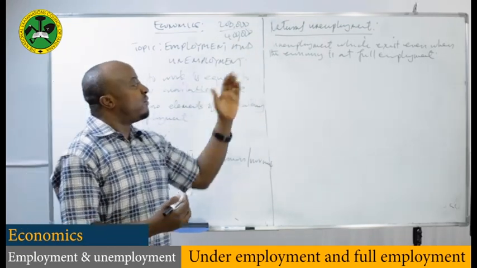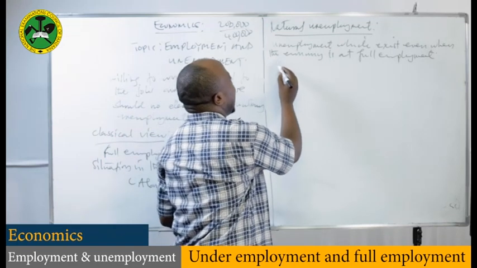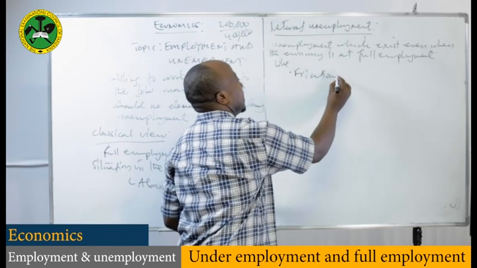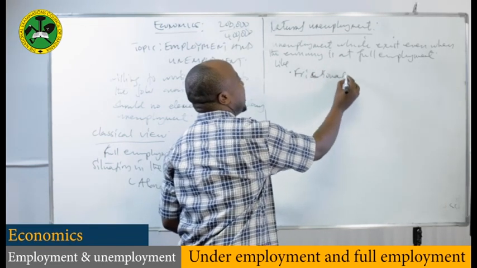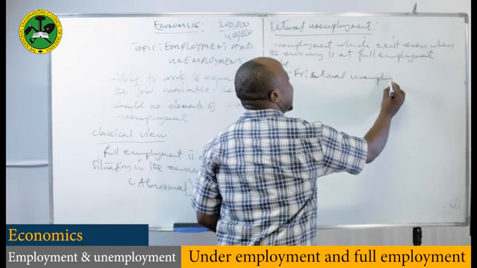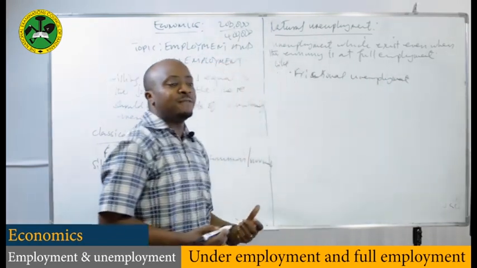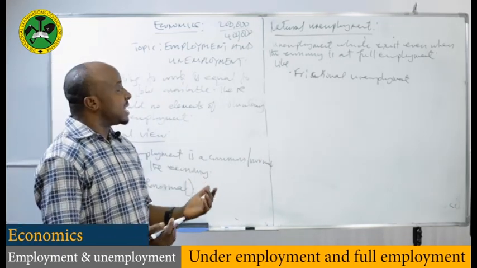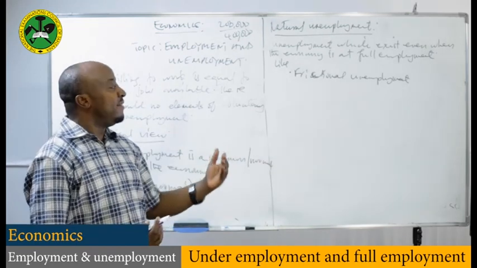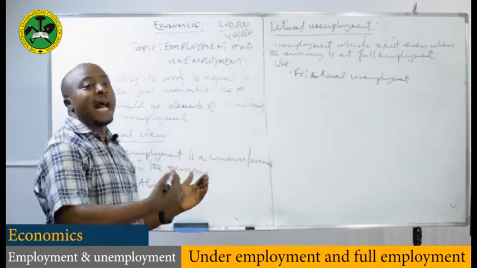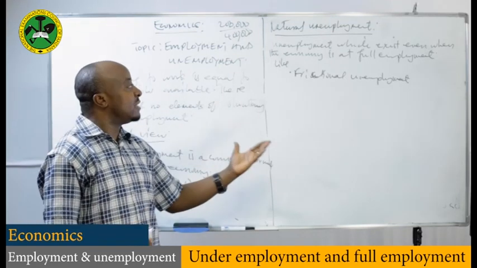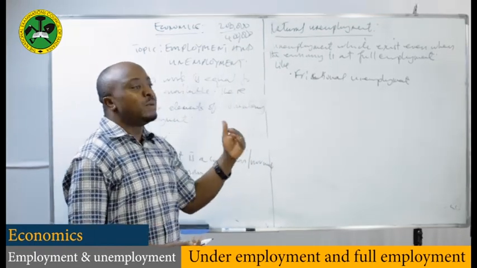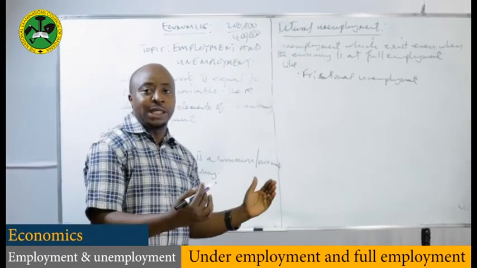For example, during full employment, it is very easy to find unemployment like, number one, frictional unemployment. Remember, frictional unemployment is unemployment which occurs when someone leaves the present job looking for another job. For example, someone can be currently employed by company X, then leave the job to look for another job. So the time from leaving to getting the other job, you'll be unemployed. So that is frictional unemployment. Even when the labor market is at equilibrium, there are people, we call them job seekers, who are always seeking new jobs, green pastures.